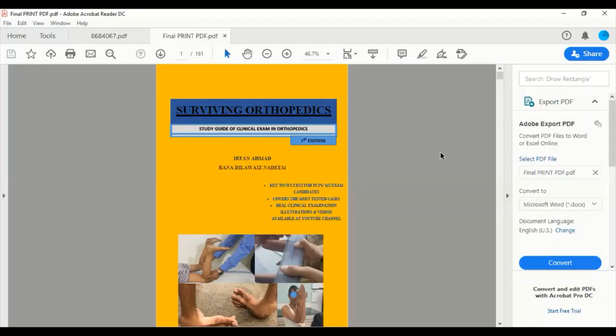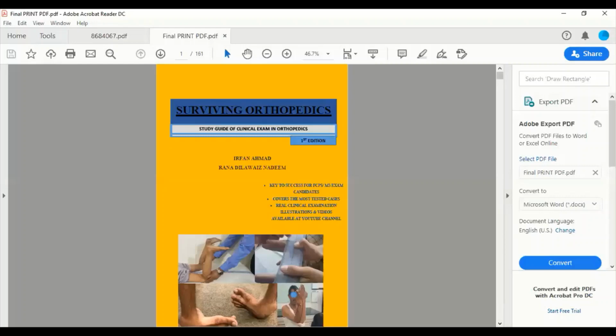We have tried to make something that is reproducible in a quick manner, that gives you information very precisely and focused on your clinical examination. We have tried to make this book handy as well. It can be used as a pocket book. The whole book was written and proofread under the supervision of my supervisor, my professor Rana Dilawez Nadeem, who is also the author of the book.